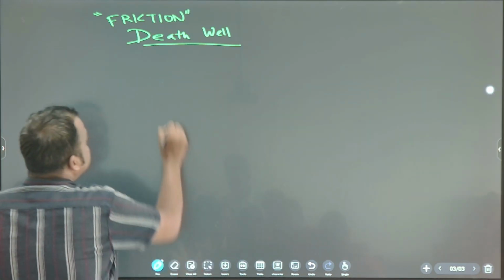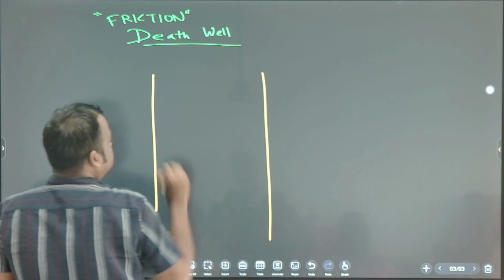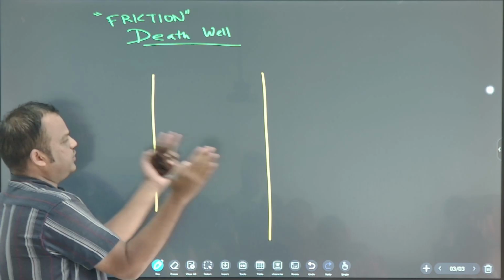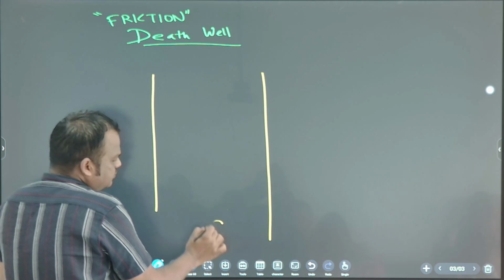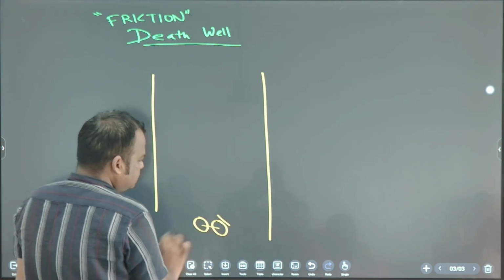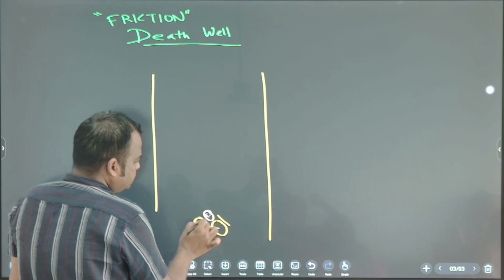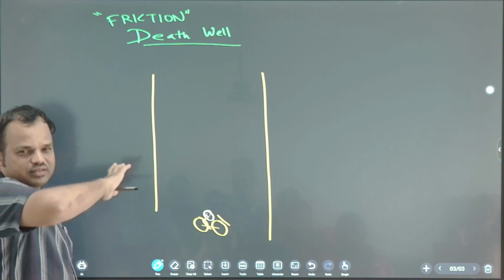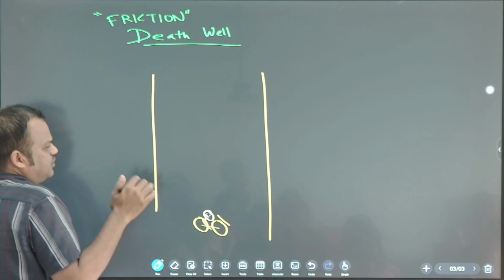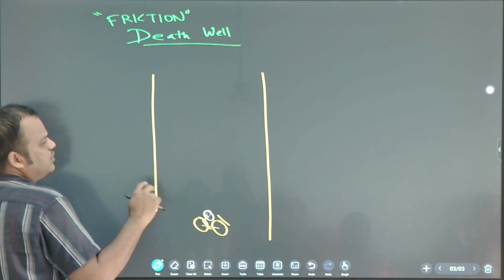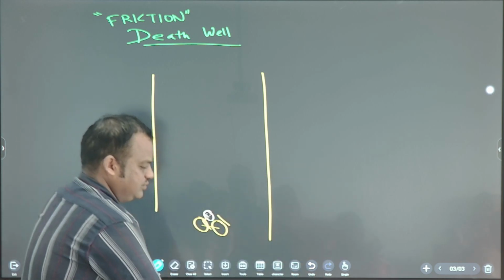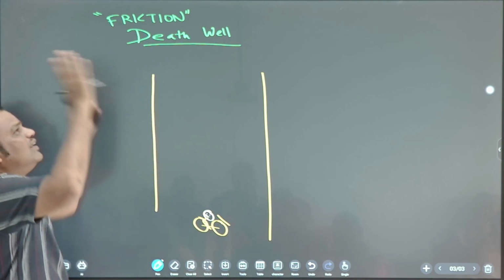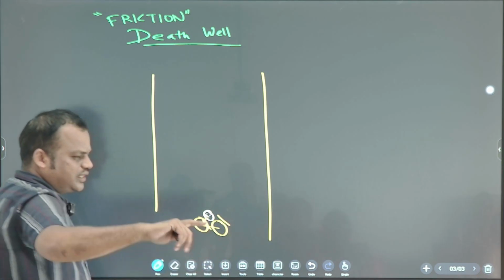So death well is like this. It is a cylindrical well. Now one motorcycle is there. The motorcycle will come. Have you seen this death well or not? Okay. So well is there. Sometimes they dig in the ground. Sometimes they construct it like a building, then we don't call it a well. It is a building now. So a motorcycle will come.